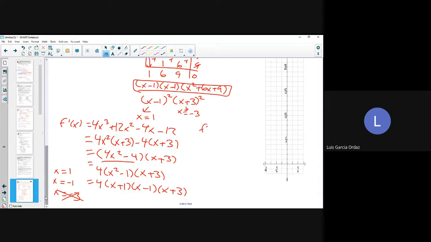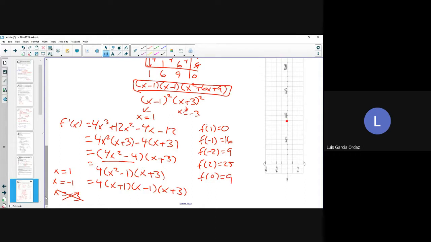So I know f at 1 gives me 0 because we calculated it using the original function. If I plug in f at negative 1, I get 16. f at negative 2, I get 9. f at 2 gives me 25. And f at 0 gives me 9. So now I can use this to plot my points.